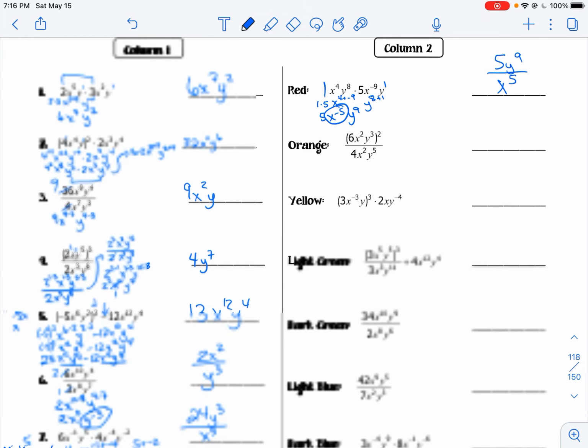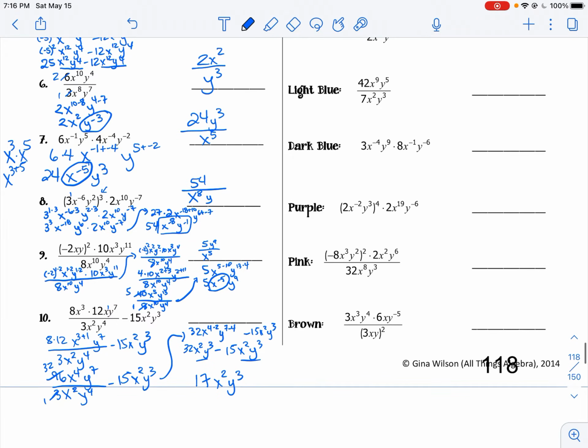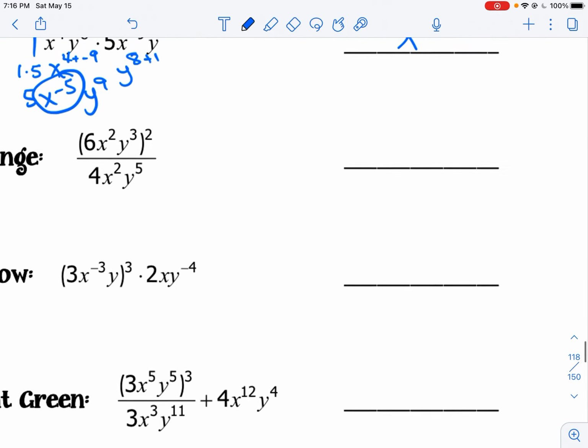And so if I was to look over here, that is the same as number 9. So number 9 would be red. So all the 9s you would color red.